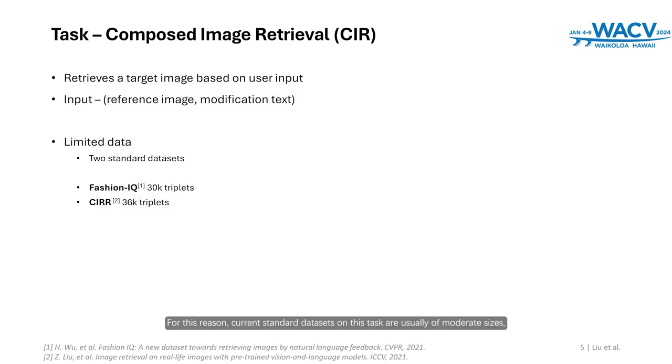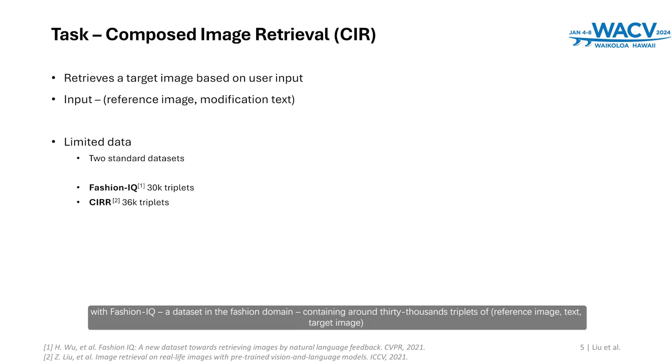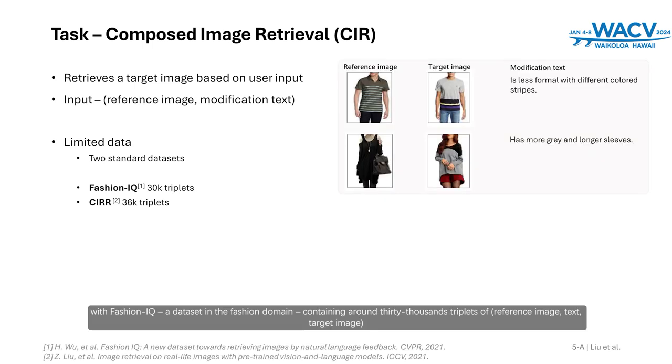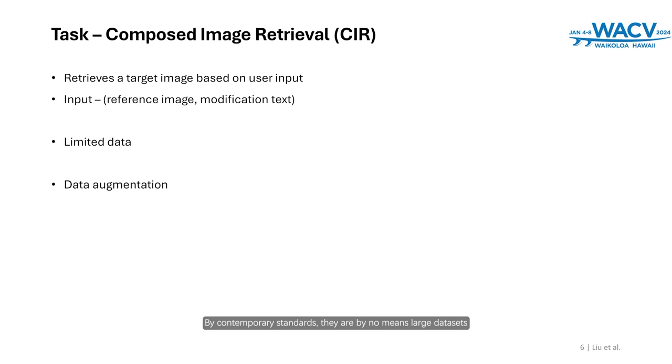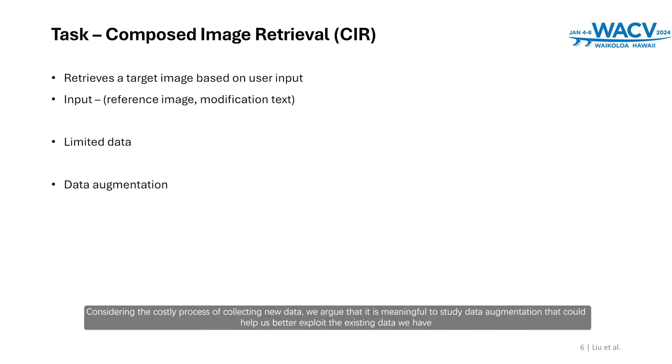For this reason, current standard datasets on this task are usually of moderate sizes. With Fashion IQ, a dataset in the fashion domain containing around 30,000 triplets of reference image, text, and target image. And CIRR, a dataset with generic images, consisting of approximately 36,000 such triplets. By contemporary standards, they are by no means large datasets. Considering the costly process of collecting new data, we argue that it is meaningful to study data augmentation that can help us better exploit the existing data we have.